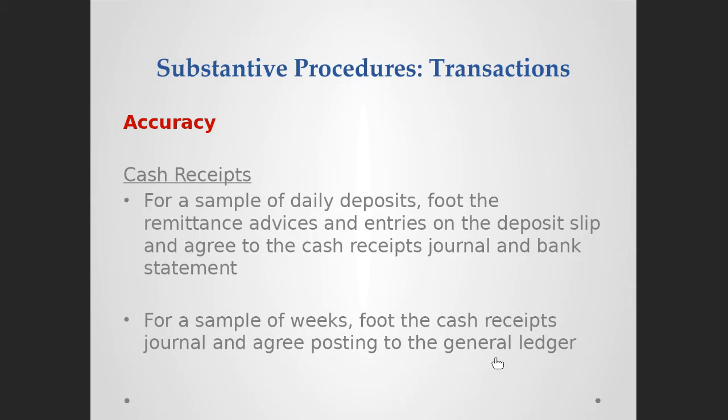And you do it, of course, by taking a sample. You cannot do it for every day, but you take a sample and you make sure that cash receipts journal entries match the general ledger. Is that clear? This is for cash coming in.